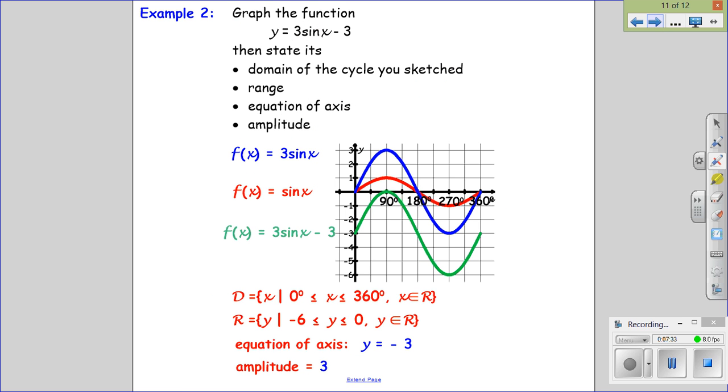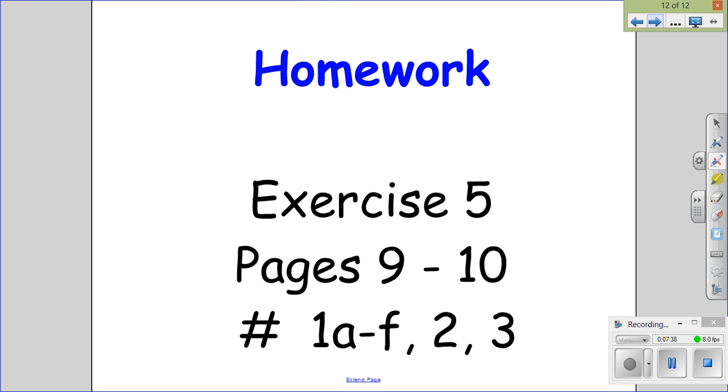And of course, this is much prettier on this page for you to look at and copy later. And hopefully you will complete pages 9 to 10, 1A to F, 2 and 3 before class tomorrow.